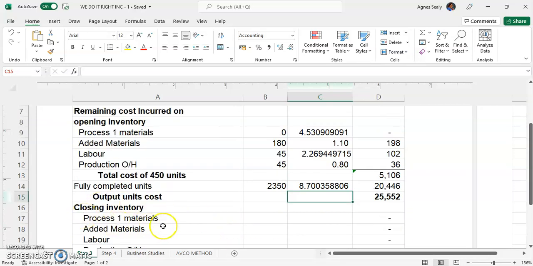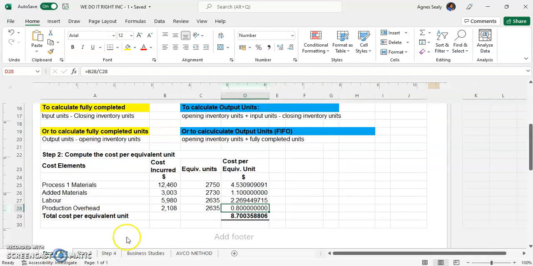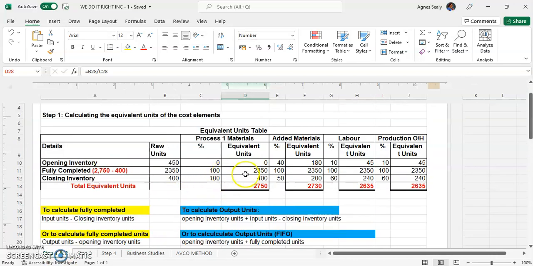So let's now look at calculating the value of our closing inventory for each cost element using the equivalent unit and cost per equivalent unit for each of them. So what are the equivalent units for process 1, added material, labor, and production overhead for closing inventory? For process 1 material, our equivalent units are 400 units. For added material, it is 200 units. For labor, 240, and production overhead also 240 units.